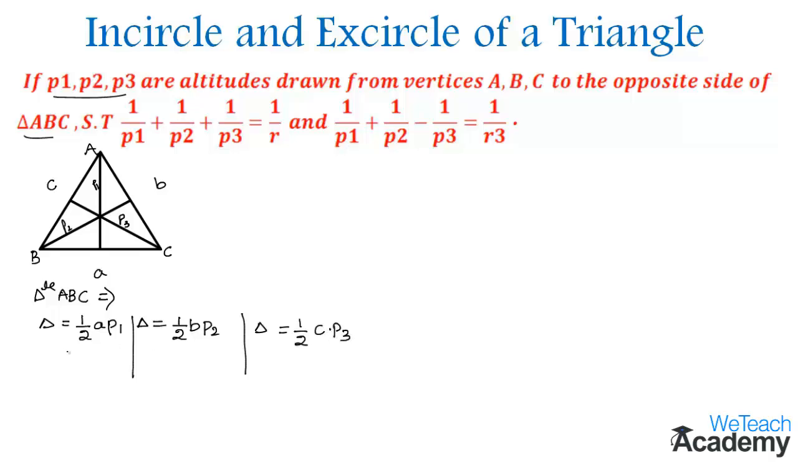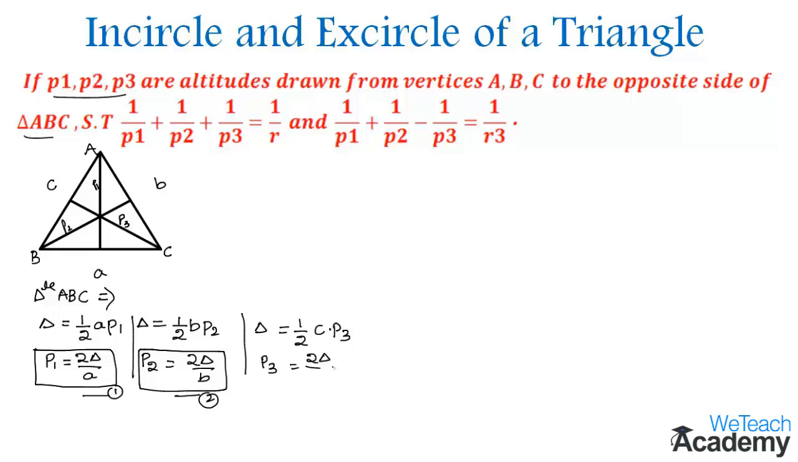So from this area we can write the value of P1, which should be equal to 2 delta by A. And now let us name this value as equation 1, and then from this area we get the value of P2, which would be 2 delta by B, and name this as equation 2. And similarly here we get the value of P3, which will be 2 delta by C, and now name this as equation 3. So hence we found the values of P1, P2 and P3.